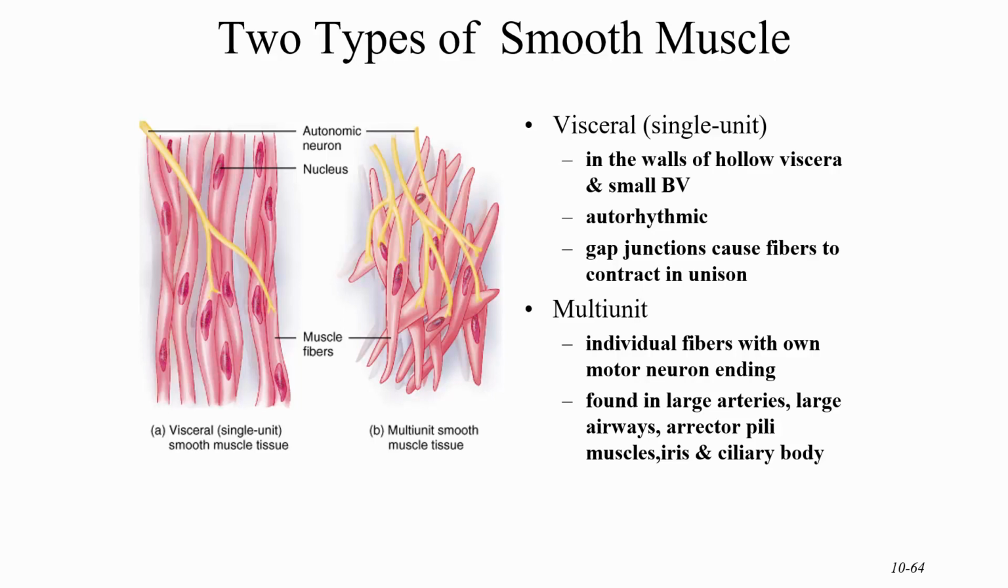Now, the multi-unit is going to have individual fibers with their own motor neuron ending. It's going to be found in large arteries, large airways. Remember the erector pili muscle that's attached to hair? That's going to be a multi-unit type smooth muscle. The iris of the eye, in other words, that's what makes the pupil smaller and larger. And also the ciliary bodies found in the eye as well.